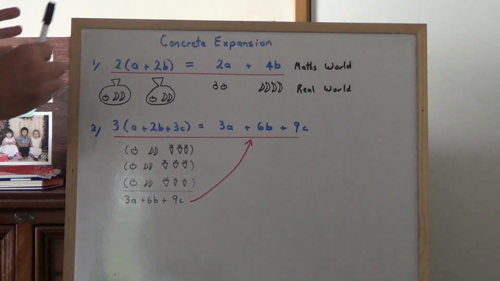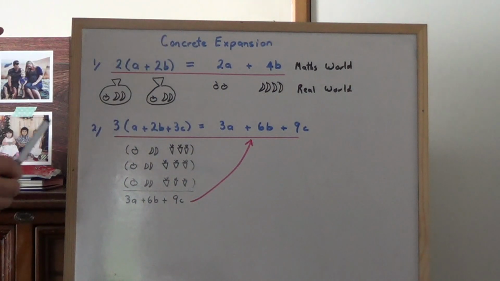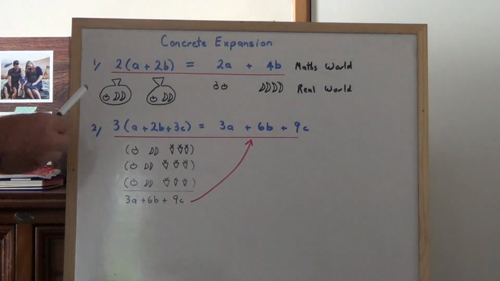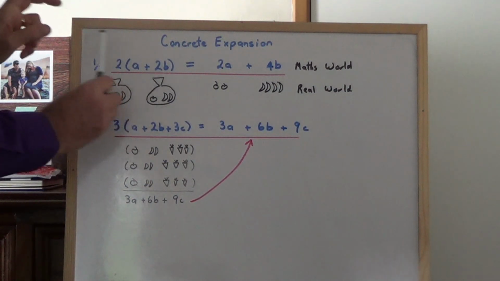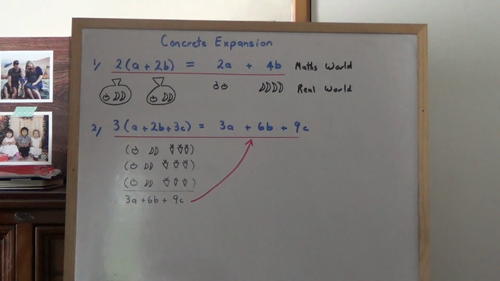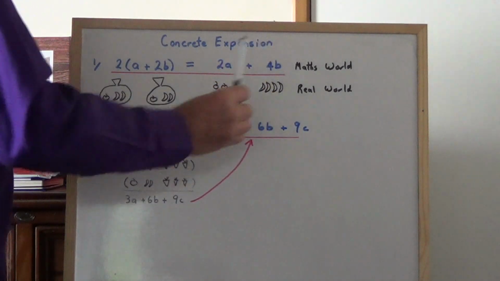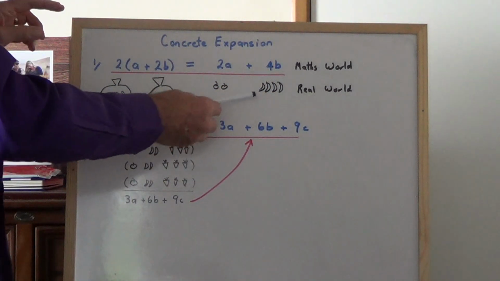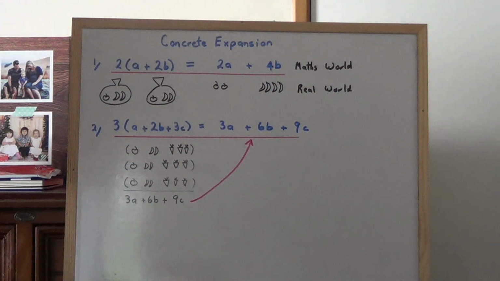Now, in the real world, a bracket is a sack, right? And A is an apple and B is banana. So this expression means that we have 2 sacks, and in each sack we have an apple and 2 bananas. When we're expanding it, what we do is we get rid of the brackets. In other words, we tip everything out of the sacks, throw the sacks away, and we put the things that are the same together. So we end up with 2 apples here and 4 bananas here. And then when we go into the mathematical world, the answer is 2A plus 4B.